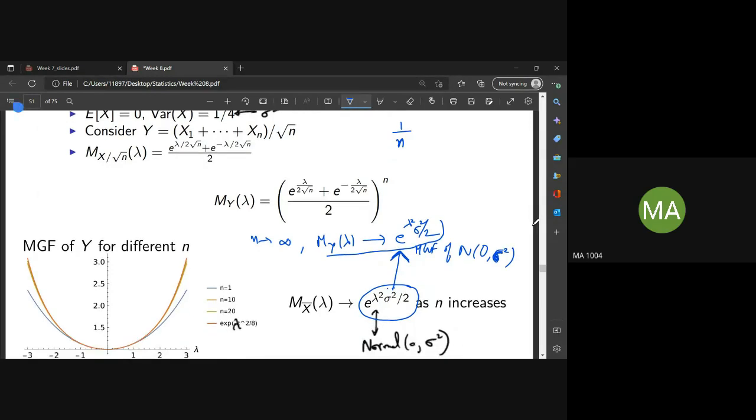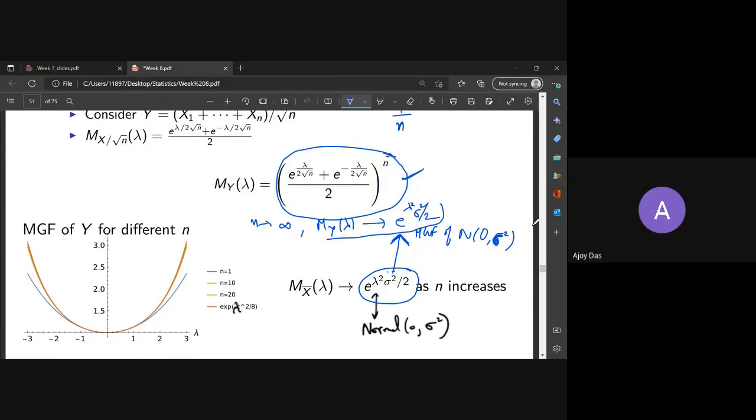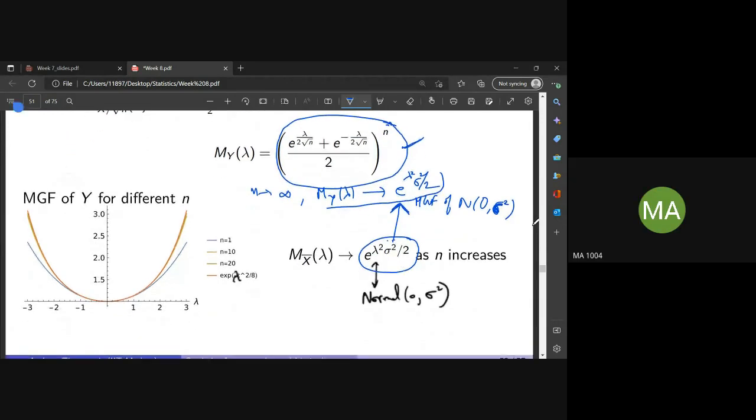Wait, can you repeat what you said? If n is increasing, e to the power lambda by 2 root over n comes out 1, right? So what is the value below root over infinity? Currently what you're doing is wrong. You can check this limit. Have you studied limits? Just check that. So this will converge to e to the power lambda square sigma square by 2.